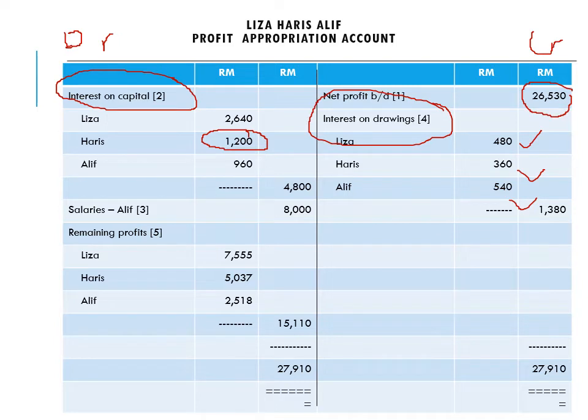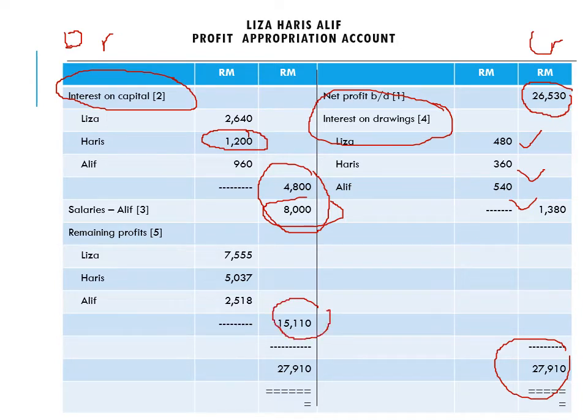So 12% times 10,000 is actually 1,200. This is the interest on capital, or interest income, that Harris would receive. Then salaries were paid to Alif of 8,000, and then for the remaining balance, if you take 27,910 and minus 4,800 and also 8,000, you will get the remaining or net balance of 15,110.